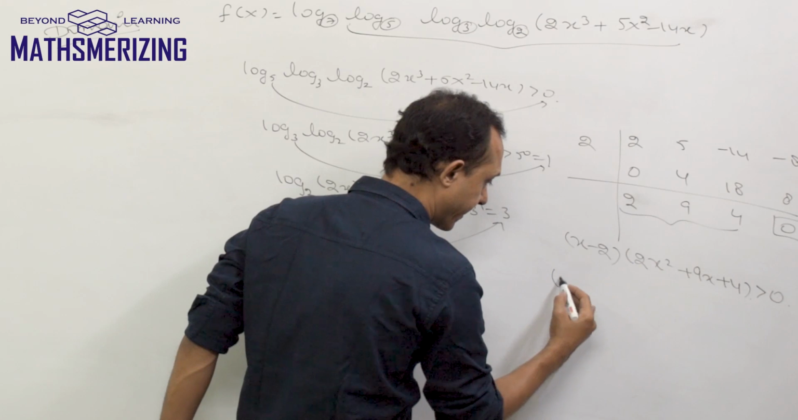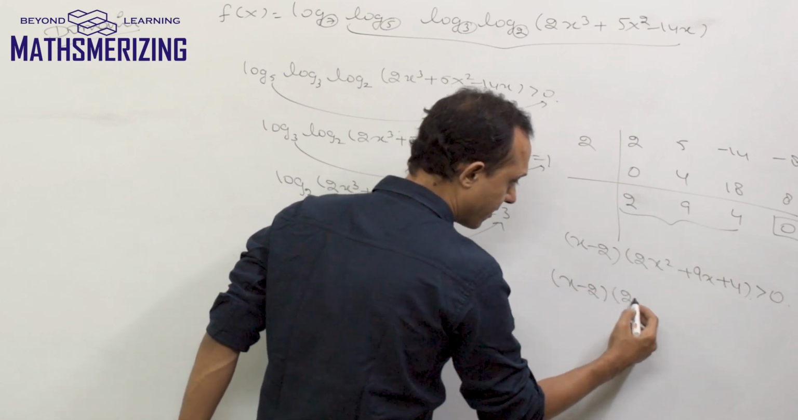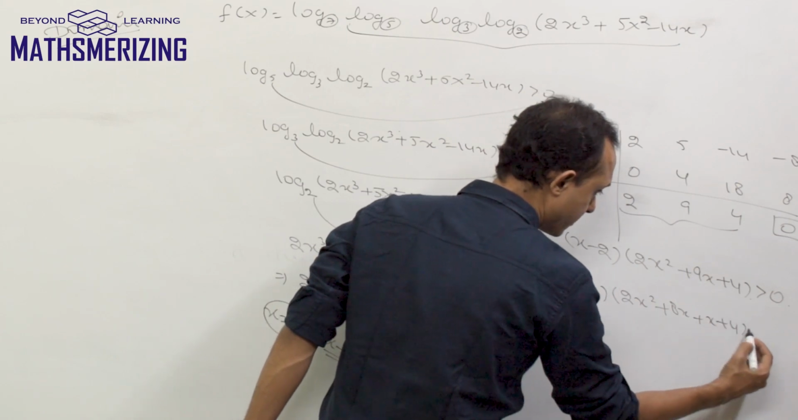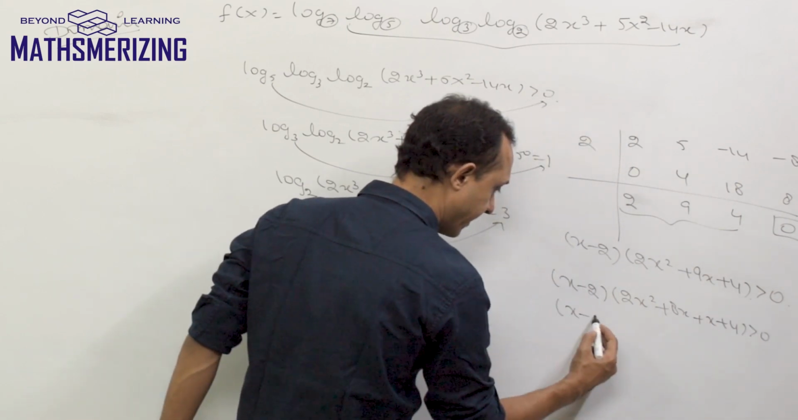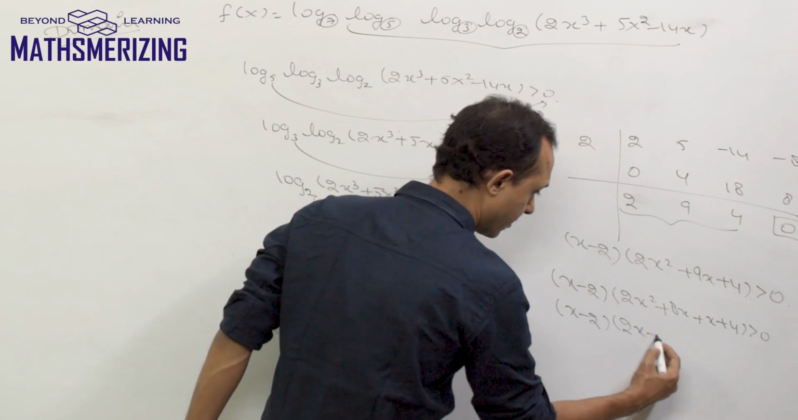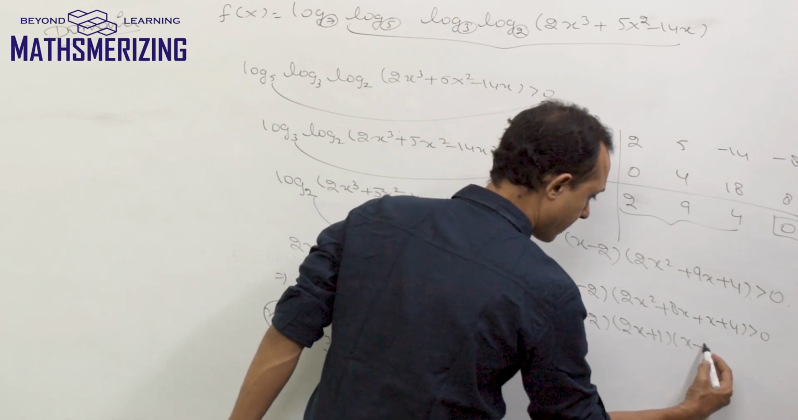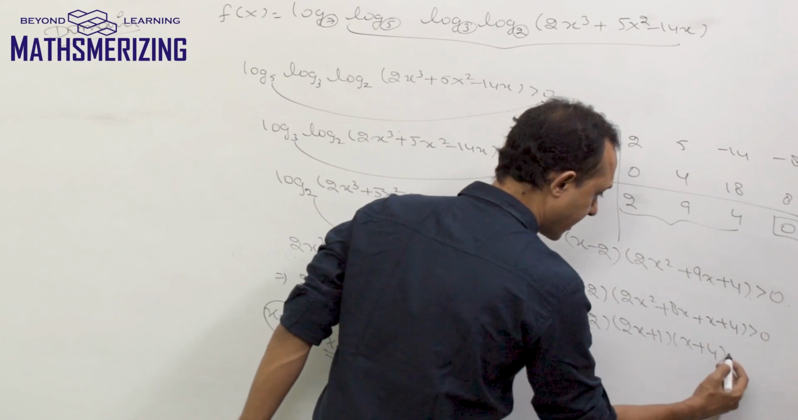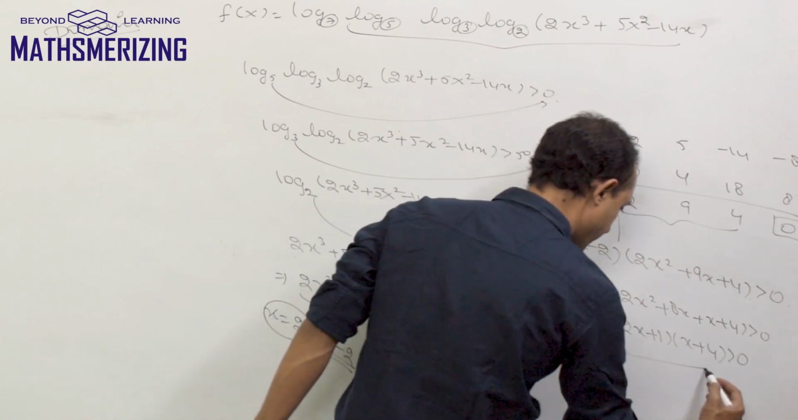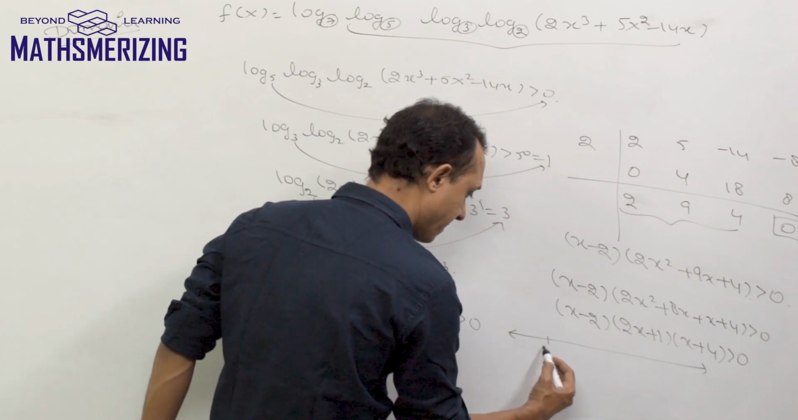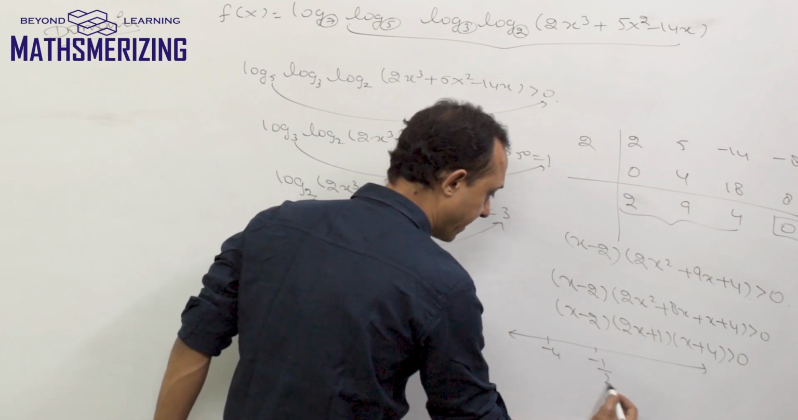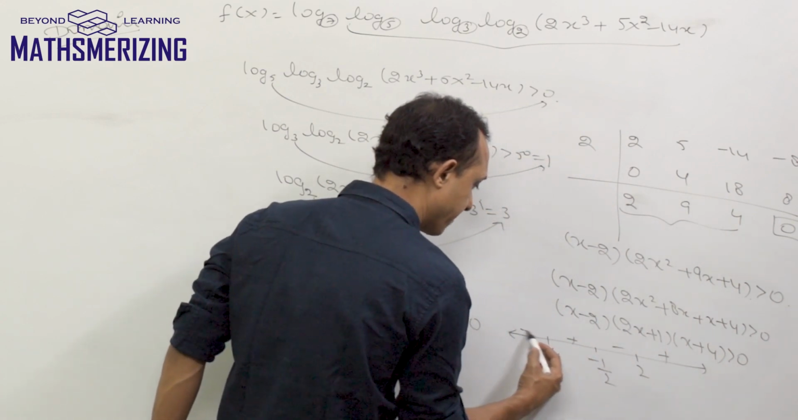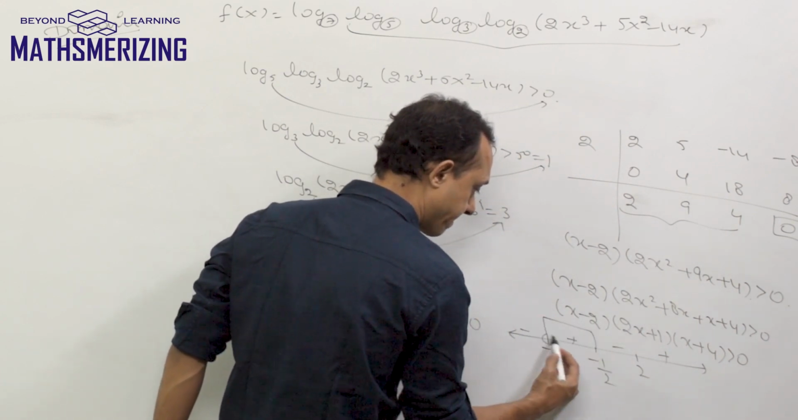So I can factorize this quadratic expression as x minus 2, 2x square plus 8x plus x plus 4 should be greater than 0. So x minus 2, 2x plus 1, x plus 4 should be greater than 0. So the roots are minus 4, minus 1 by 2 and 2, and the signs are plus, minus, plus and minus. What I need is plus.